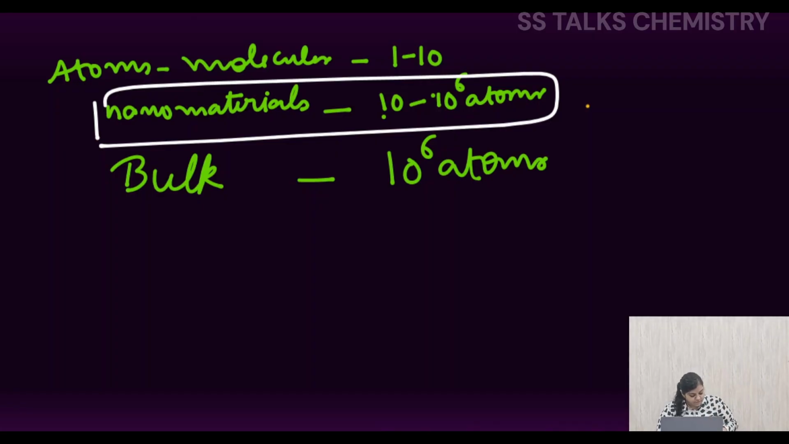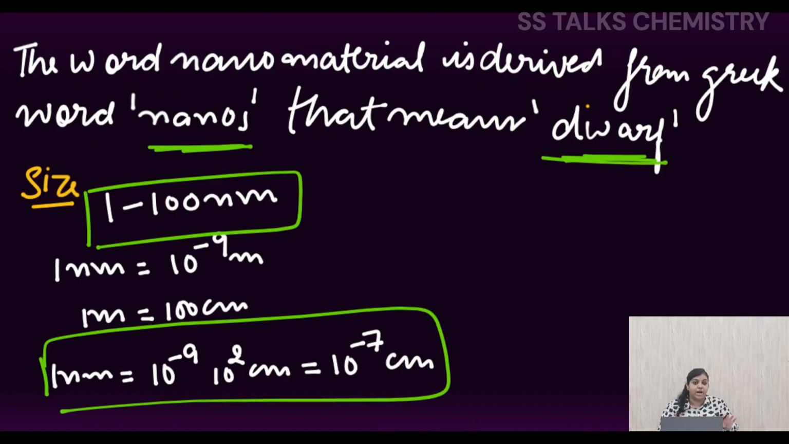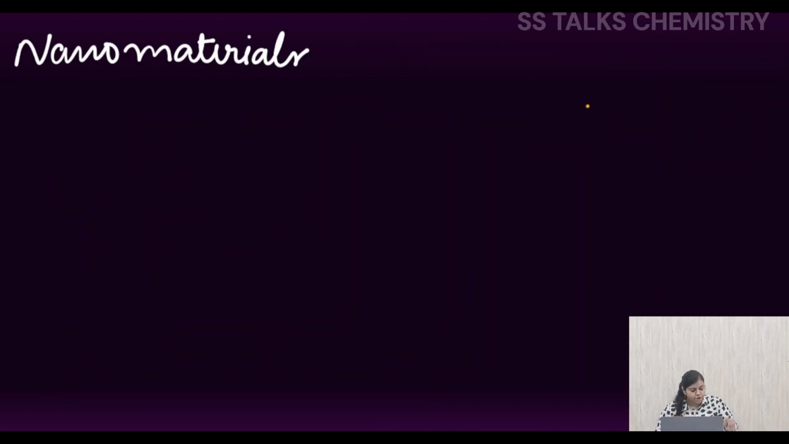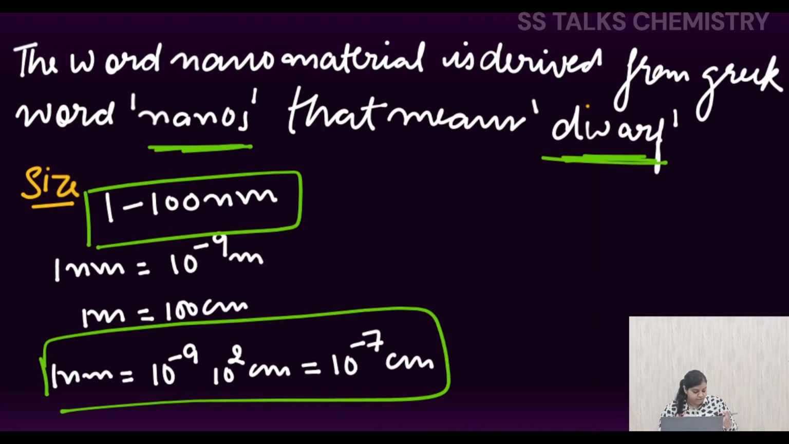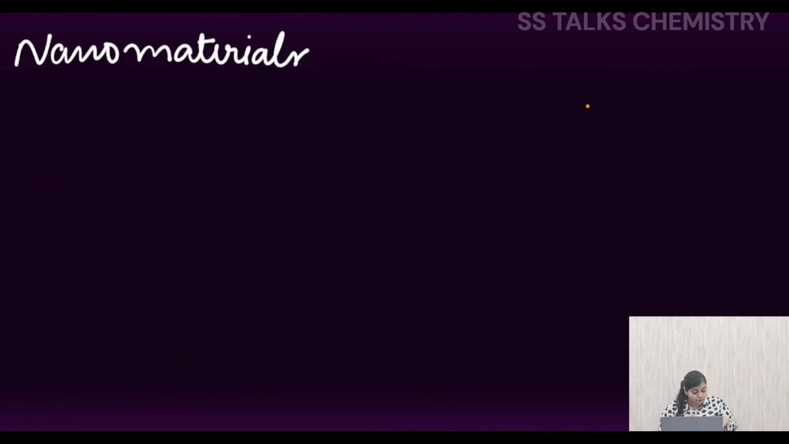Okay, so this much I hope it is clear. The basic one we have said is what the size of these nanomaterials is and how we characterize them. Now comes the nanomaterials. We have seen that the sizes fall in the 1 to 100 nanometers range. We are going to have the size of the nanoparticles. But what actually are nanomaterials?